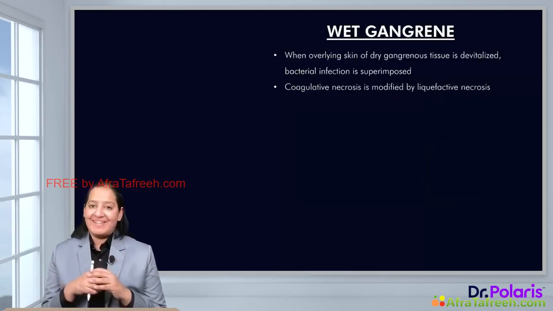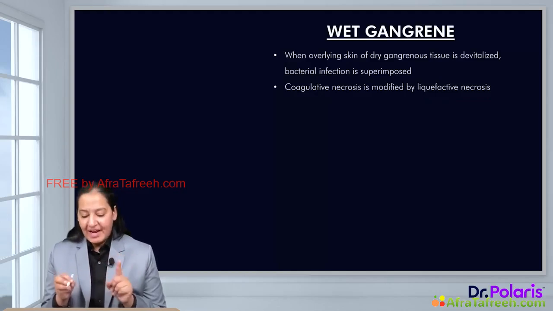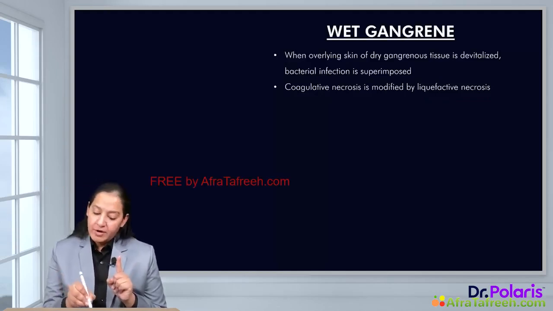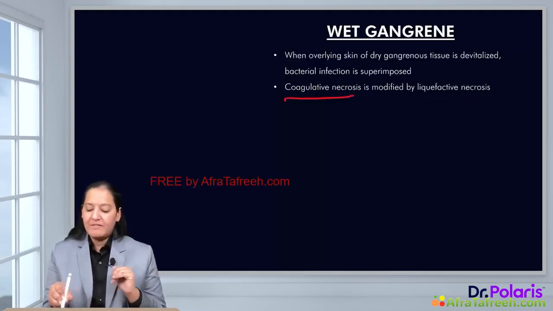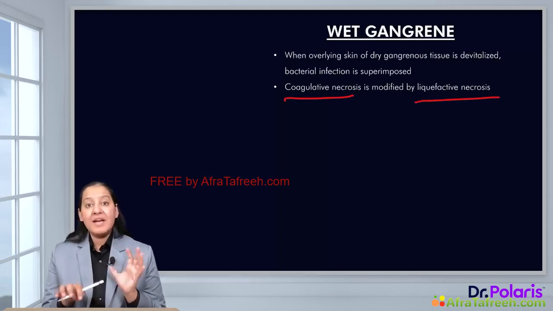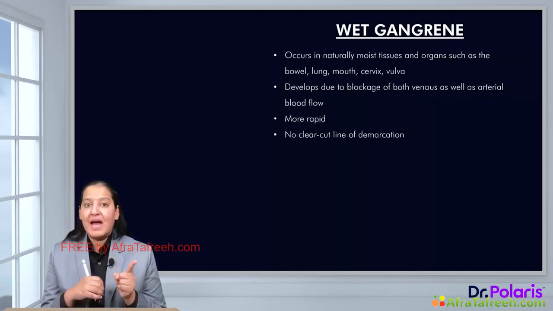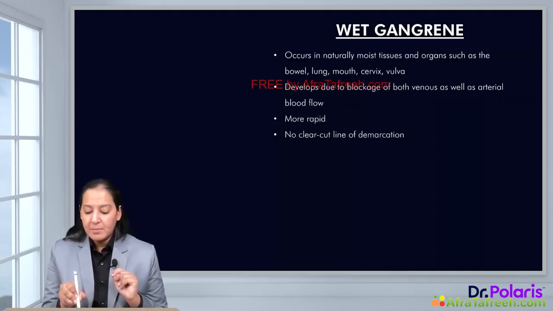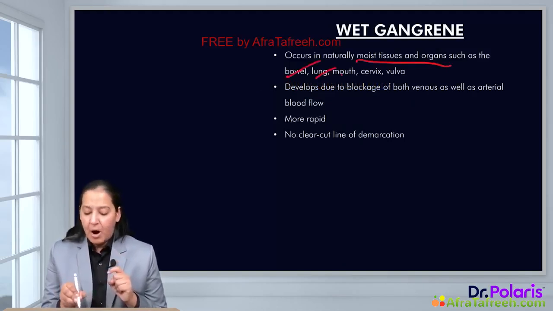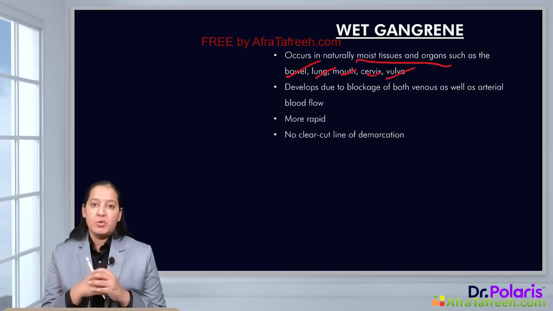Now, coming to wet gangrene. What is wet gangrene? In wet gangrene, there is coagulative necrosis, but it is superimposed by liquefactive necrosis also, because here abundant bacteria are there which cause putrefaction. Dry gangrene mostly occurs in limbs, that is in digits, fingers or toes. Wet gangrene usually occurs in moist tissue and organs like bowel, intestine, lung, mouth, cervix, vulva, all the moist tissue. So the site preference is different, right?